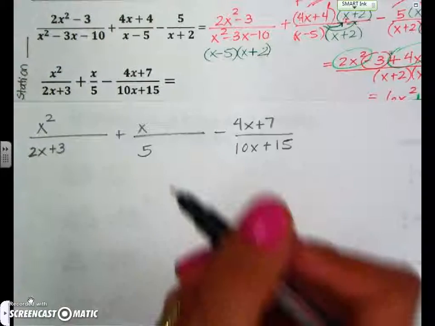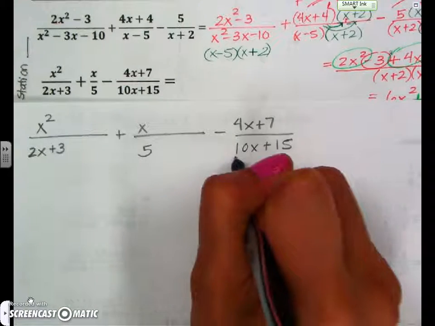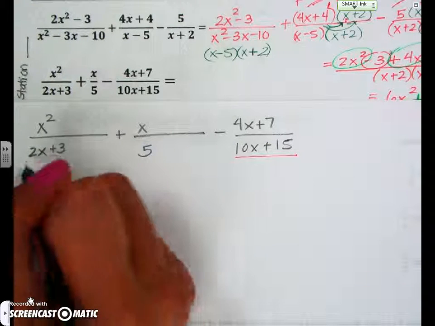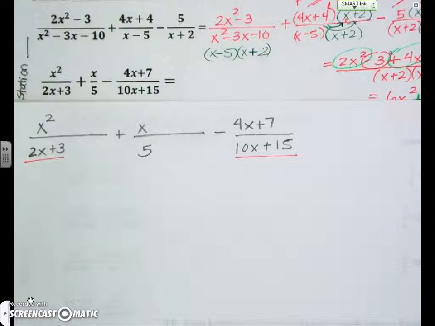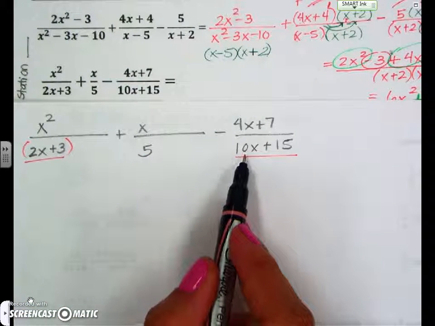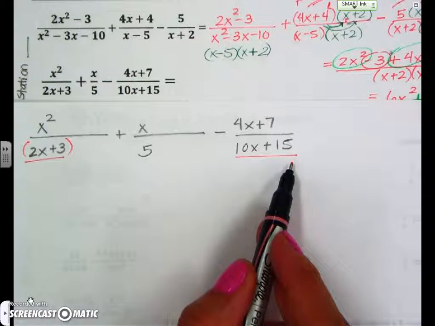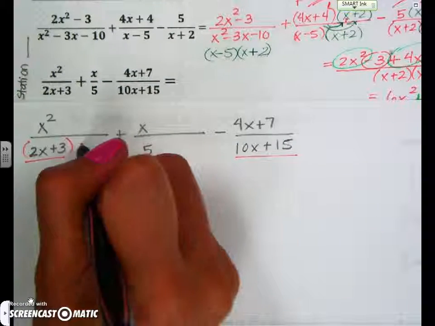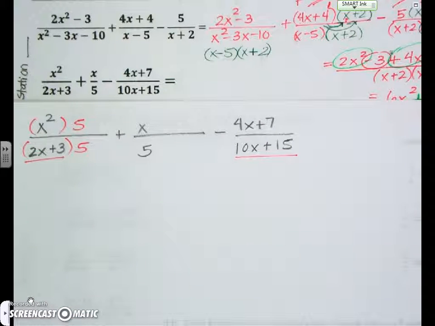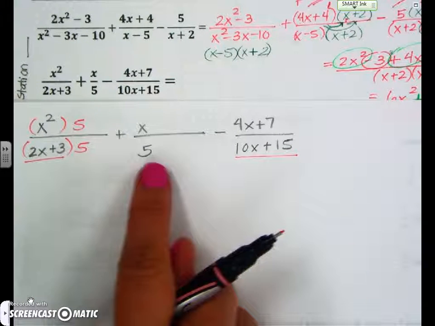Recording again. Ready? So I want to know how I can rewrite 10x plus 15 as 2x plus 3. So what do I need to multiply 2x plus 3 by to get 10x plus 15? By 5. Times 5, good. So you're going to multiply the top and the bottom by 5. Okay, then you look at the next fraction.